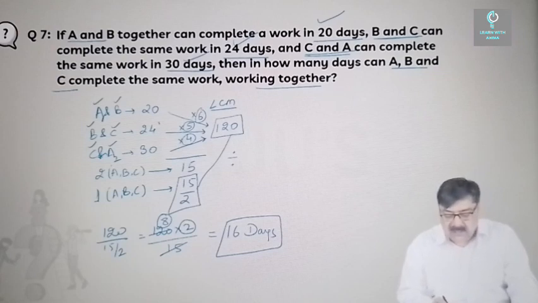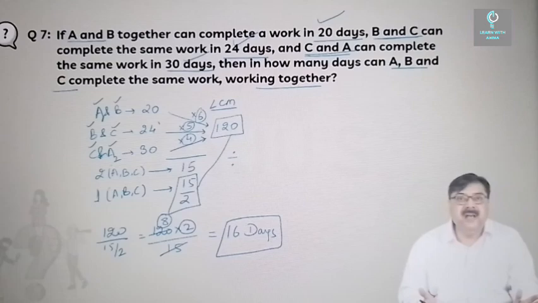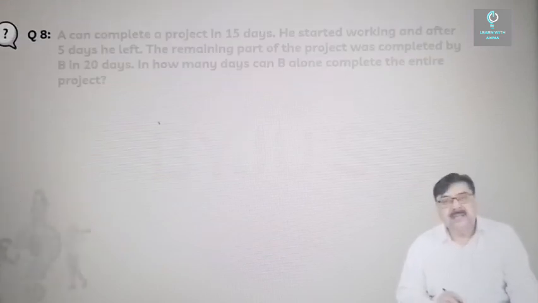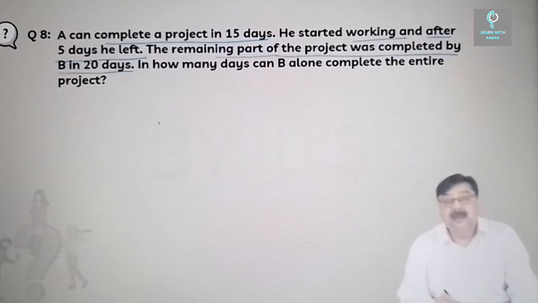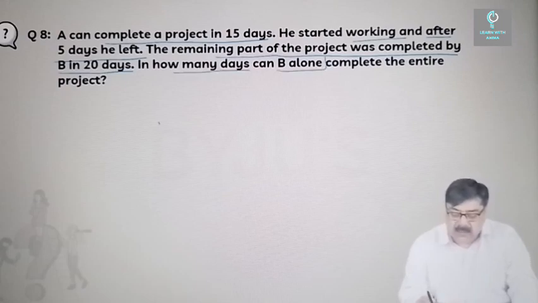So 2 days efficiency is 15 units, so 1 day will be 7.5 units. 7.5 units is how much? 15 by 2. Now look at this one. A can complete a project in 15 days. He started working, after 5 days he left. The remaining part of the project was completed by B in 20 days. In how many days can B alone complete the same work?